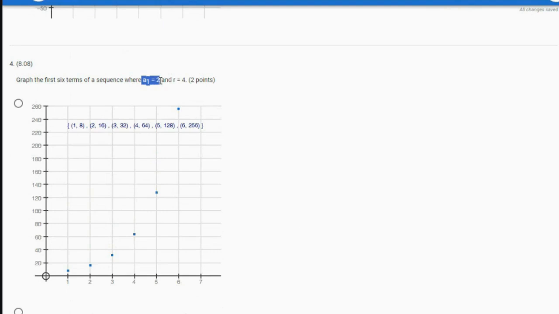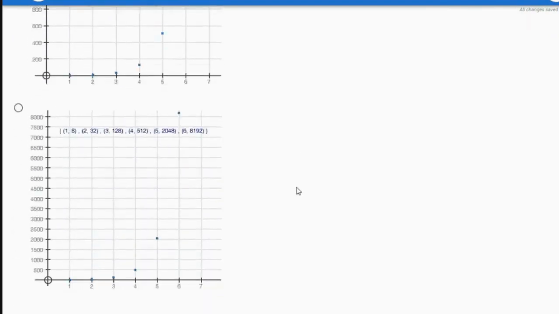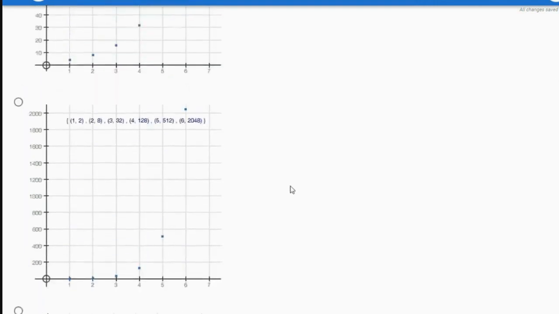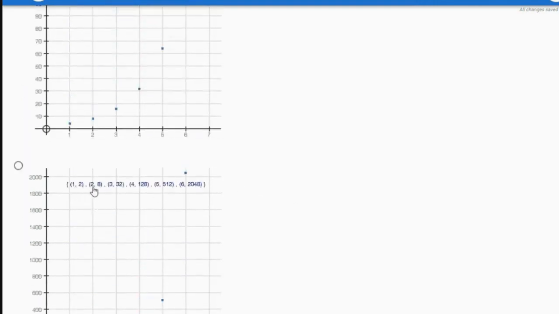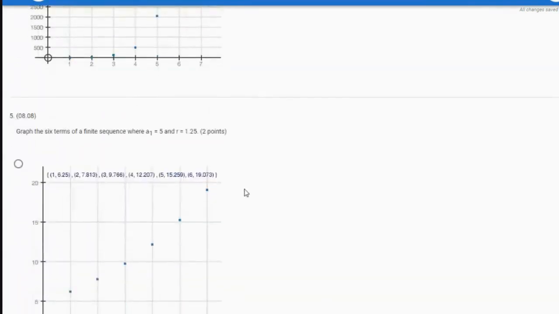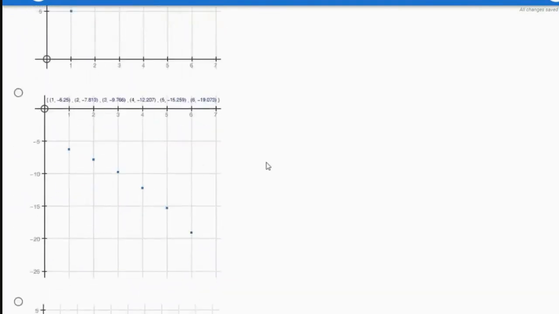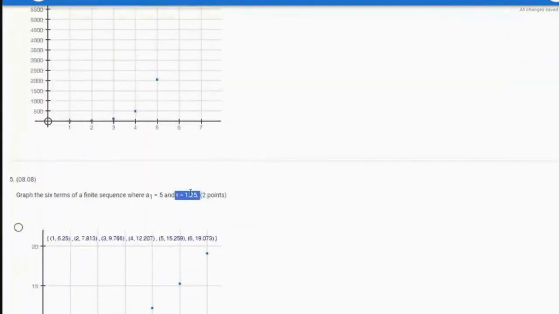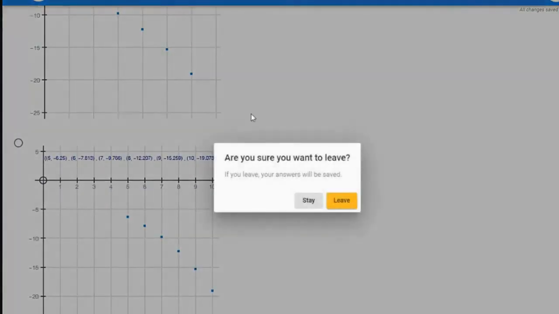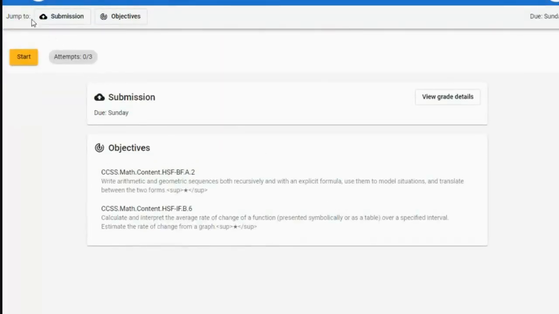Here's another one. First term is 2. The ratio is 4, so it goes up times 4 every time. So what do they have? That's a little harder to tell if it's at 2 or not, but they give you the points right here. 1, 2, 2, 8. So they give you the points. All right, graph the 6 terms of a finite sequence where A1 is 5 and the ratio is 1.25. So which one of those graphs would do that? It uses that ratio. It goes up by 1.25 each time, starts at 5. All right, that's it. Just 5 problems, and most of them are matching the graph to the problem there.